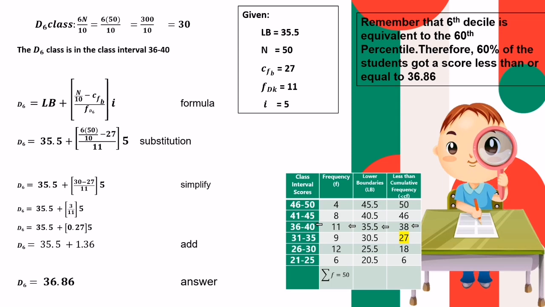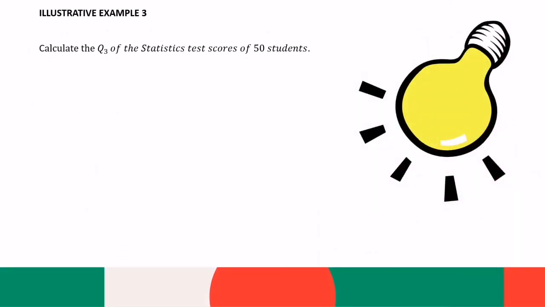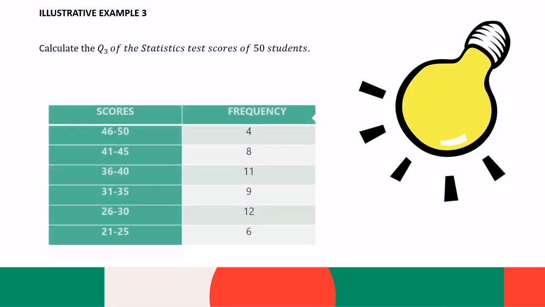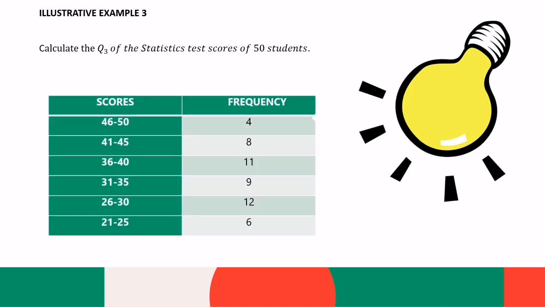Okay, very good. Any questions? None. Okay, so let's proceed with the next example. So let's calculate the Q3 or the Q sub 3 of the statistics test scores of 50 students. So again, we are given here the data or the scores and the corresponding frequency.